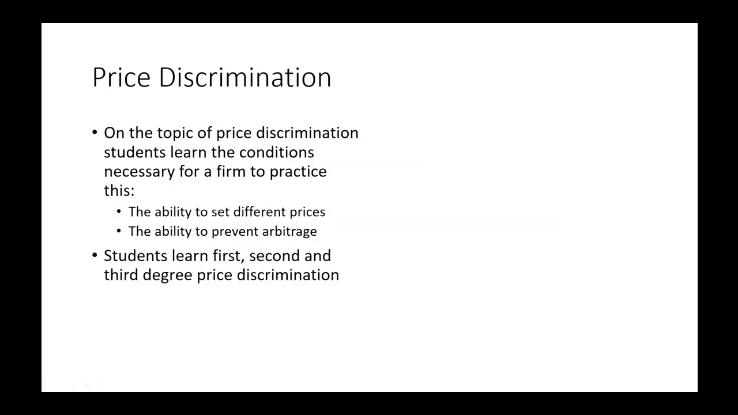The first project is on price discrimination. In class, students learn about the necessary conditions to practice price discrimination, and that is the ability to set different prices, for example, as a monopolist who can identify different market segments, and the ability to prevent arbitrage. Then students learn models of 1st, 2nd, and 3rd degree price discrimination.